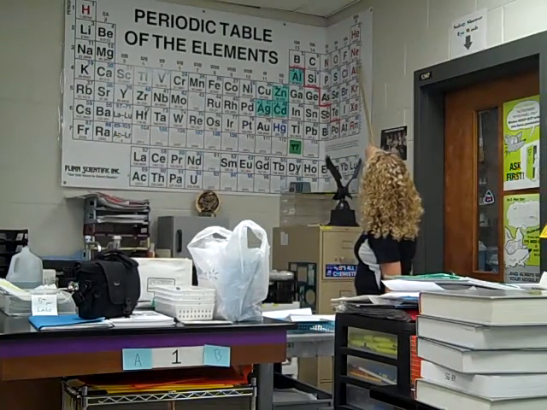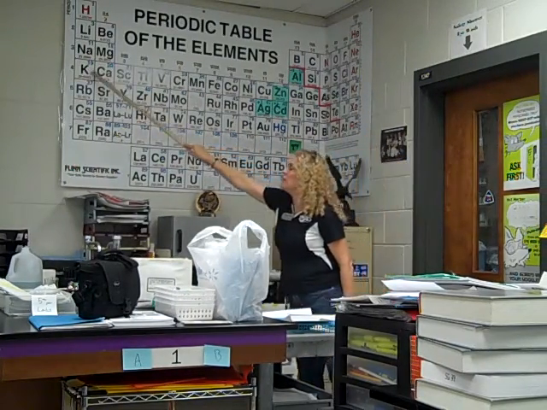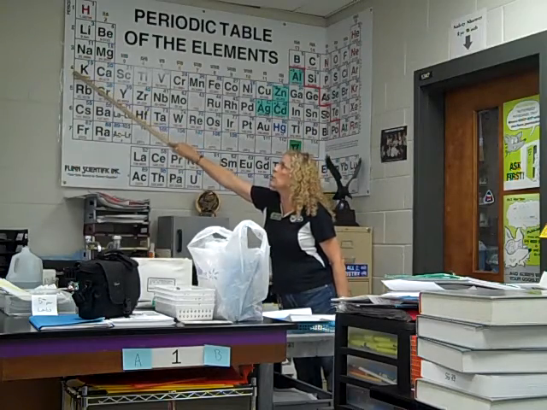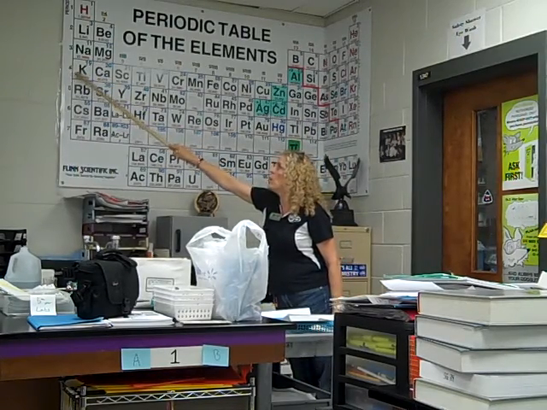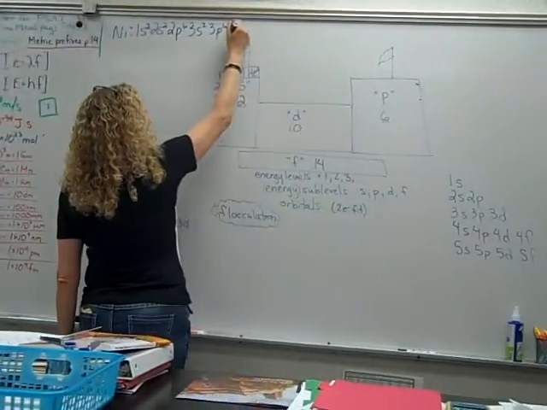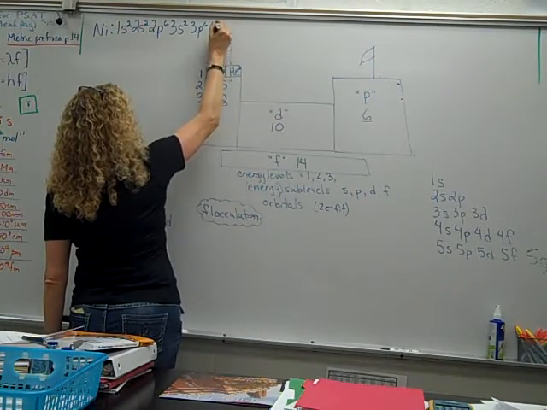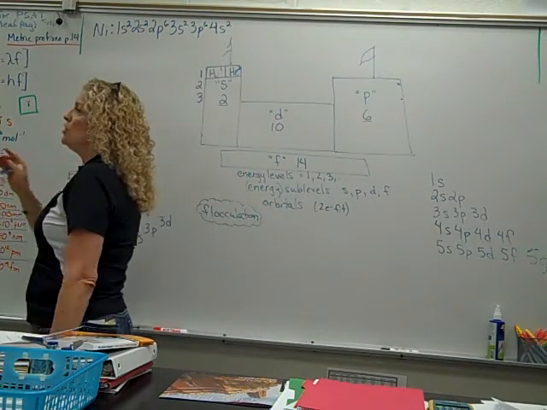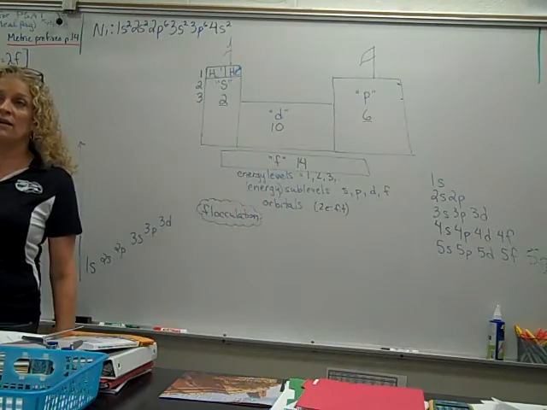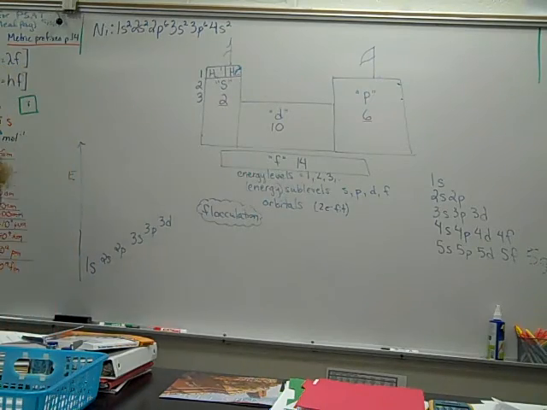Go to the next number. After 18 comes 19. Now, follow the chart. What row are we on? 4. What section are we in? S. And so that's what we have to write first: 4s, and 2 electrons will fit there. So now we're at 20 electrons. But we have to get to 28.